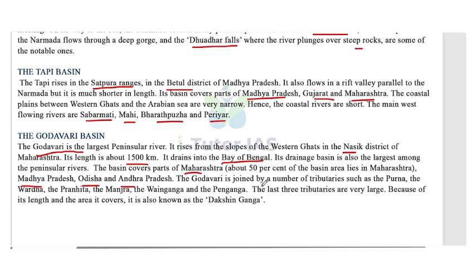The Godavari is joined by a number of tributaries such as Purna, the Wardha, the Pranhita, Manjira and Wainganga and the Penganga. So the last three tributaries, that is Manjira, Wainganga and the Penganga, are very large. Because of its length and the area it covers, it is known as the Dakshin Ganga.